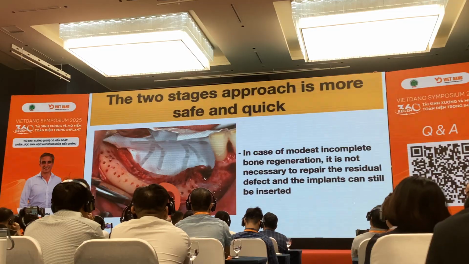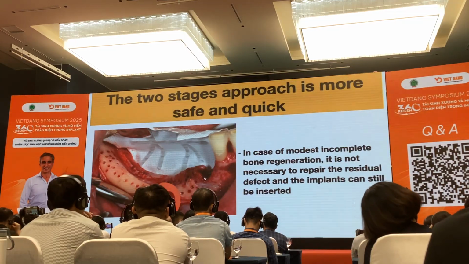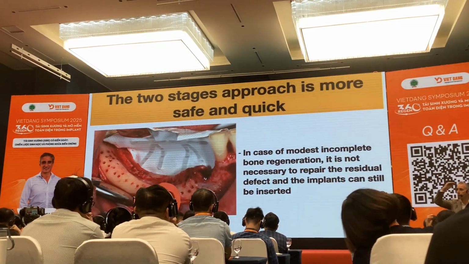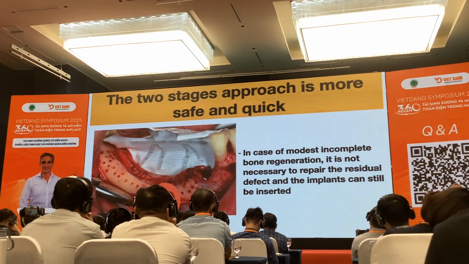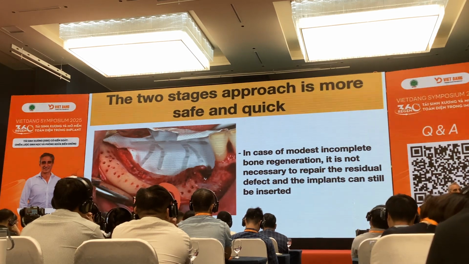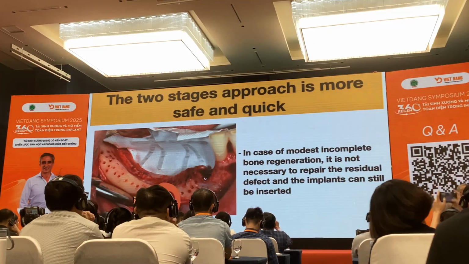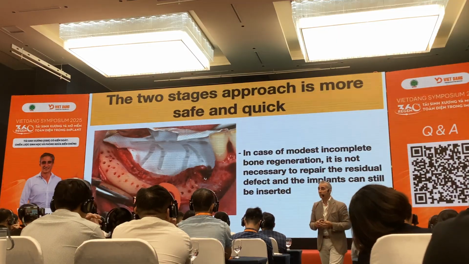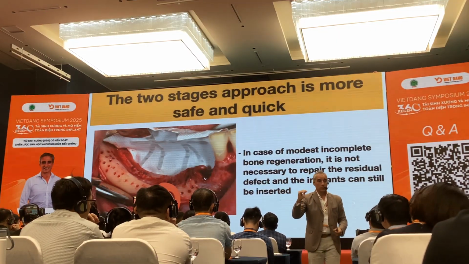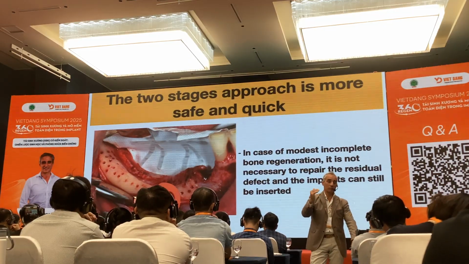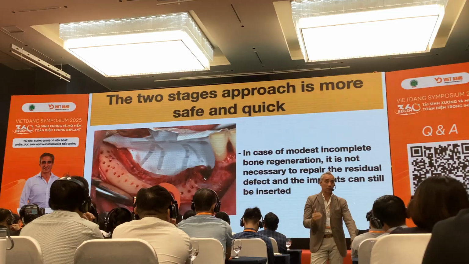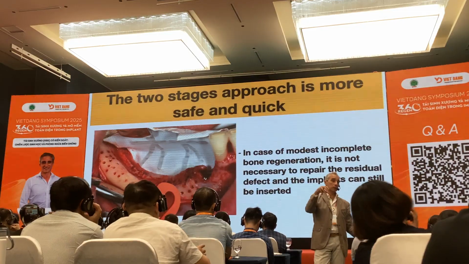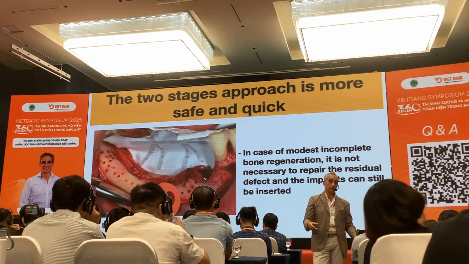In case of modest, incomplete bone regeneration, sometimes you don't manage to regenerate the bone until the top of the membrane. But if you place the implants, it is a problem. Because part of the implant is unprotected by the bone. Instead, if you perform the bone regeneration, and instead of gaining 11 millimeters, you gain 9 millimeters, which is the problem? You can place the implants 9 millimeters inside the bone.